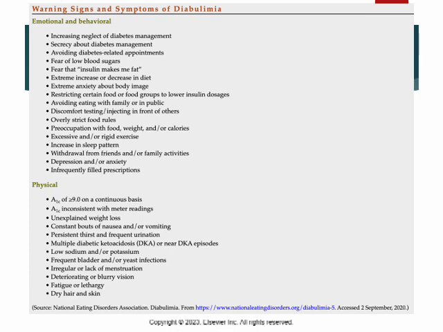And here it is, the warning signs and symptoms of diabulimia. Now, not only are you looking for the physical symptoms, but consider the emotional and behavioral symptoms as well. And I'll give you a couple more seconds to look at this list, and you can mark it in your textbook to go back and review.